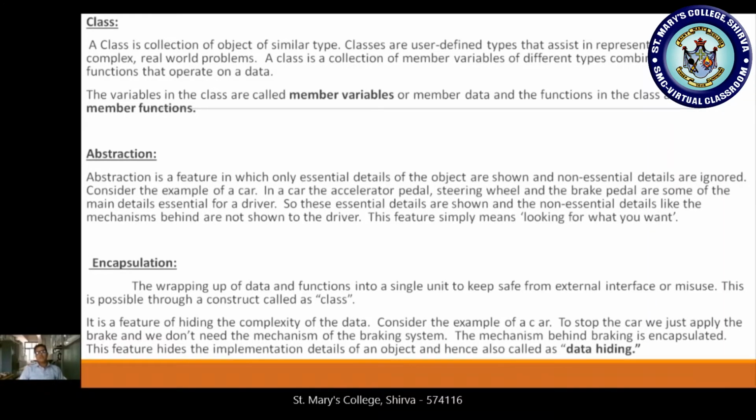This simply means looking for what you want. So mainly abstraction focuses on concentrating on essential details and hiding non-essential details. And next our OOPS concept is encapsulation. You are familiar with this encapsulation, right? The wrapping up of data and function into a single unit to keep it safe from external interference or misuse.